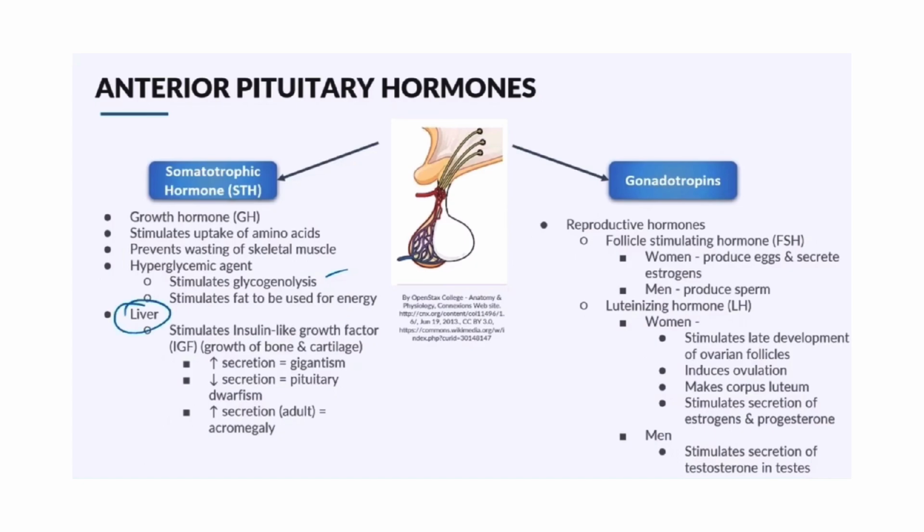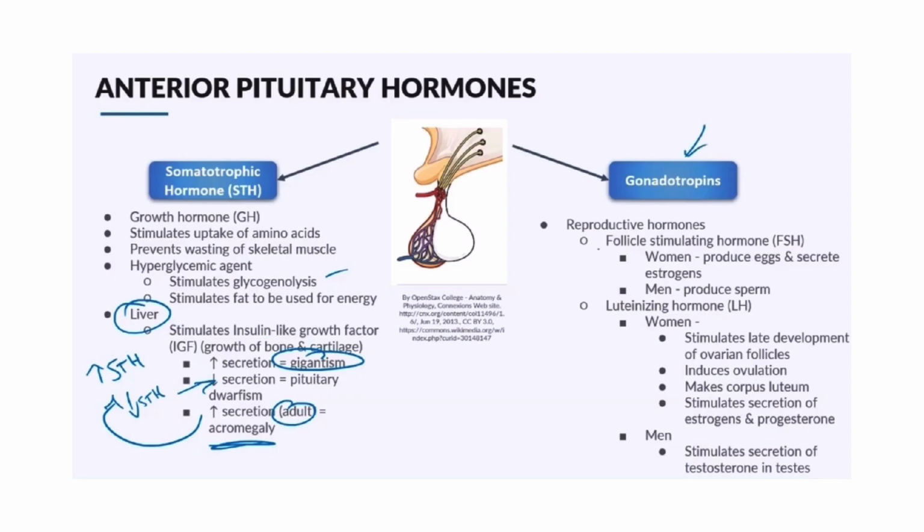Now, in the liver, there's this insulin-like growth factor, IGF, which promotes the growth of bone and cartilage. So if there's an excessive secretion of this STH, it's actually going to result in a condition called gigantism, especially in younger people. If there's a decrease in STH, you're going to get this pituitary dwarfism. Now, in adults, if there's an excess secretion of the STH as an adult, this can result in a condition called acromegaly.